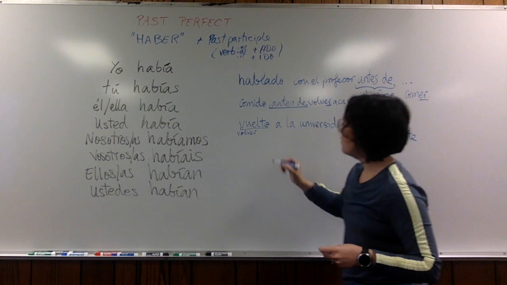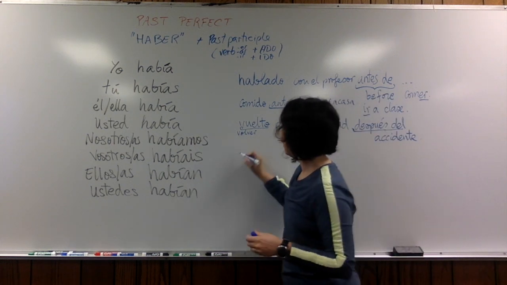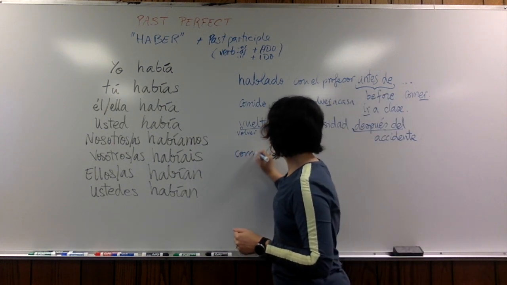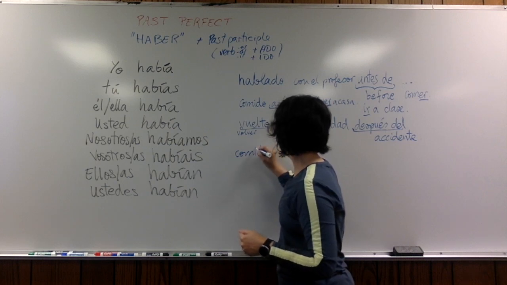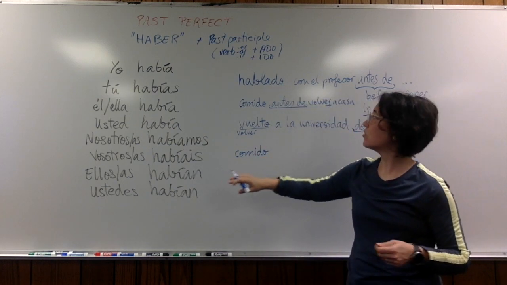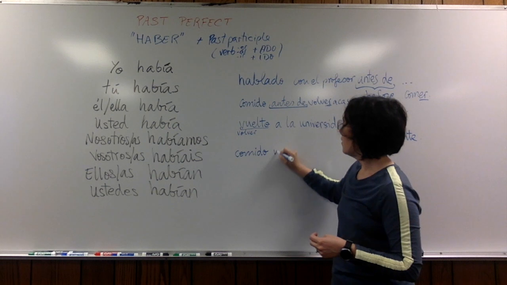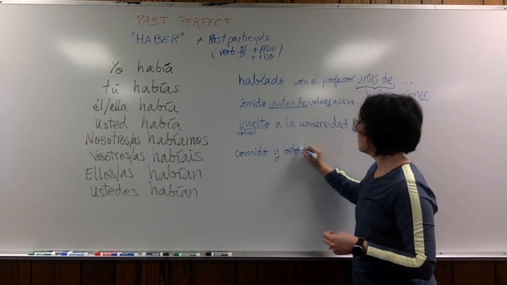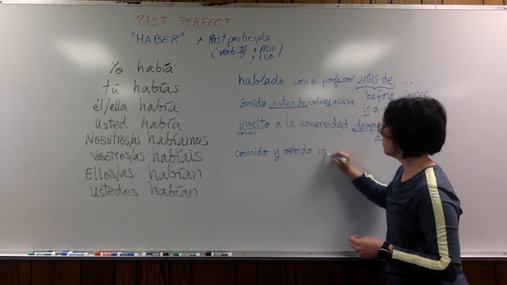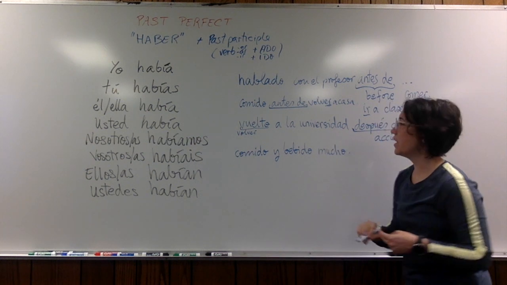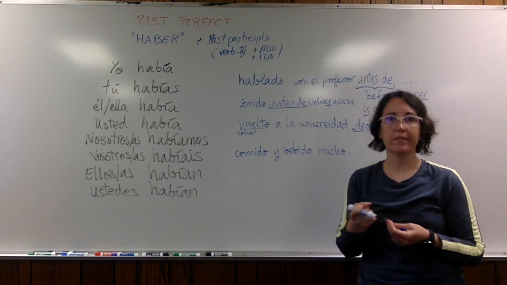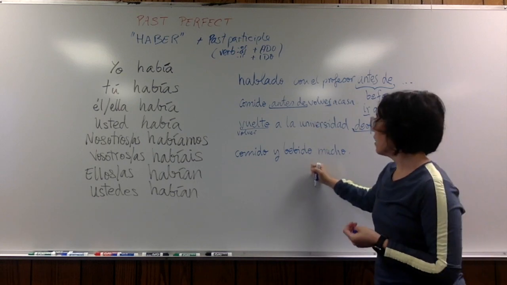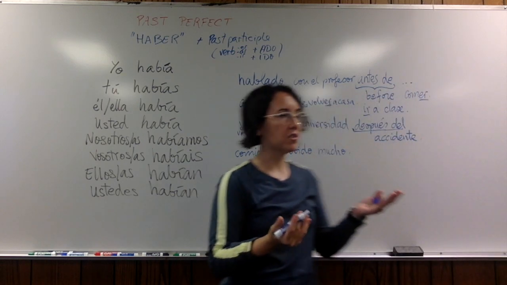Nosotros habíamos comido y bebido mucho. So this would be a simple sentence with we had eaten and drunk a lot. So no secrets on this one.